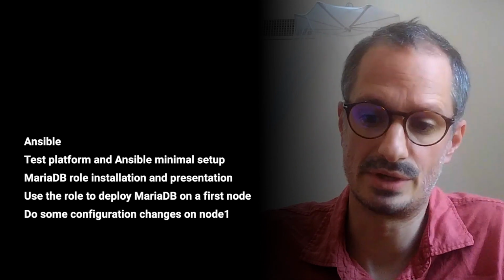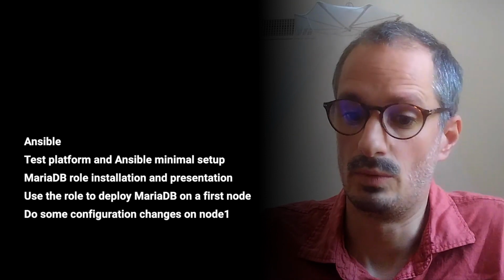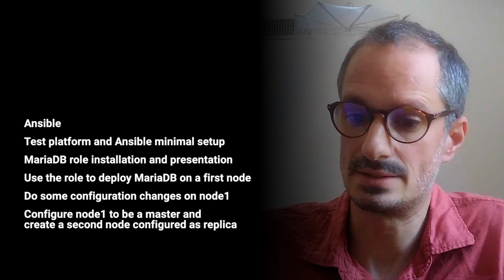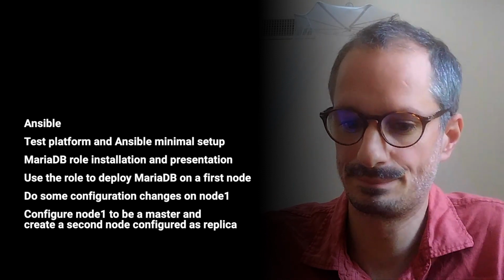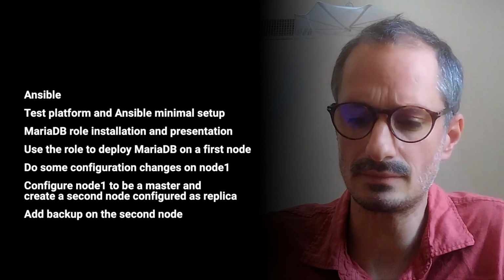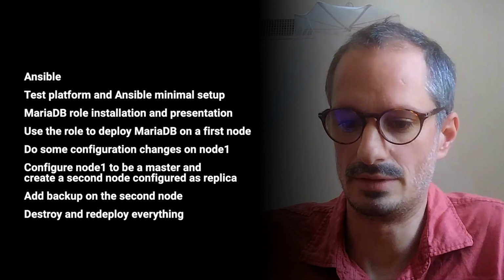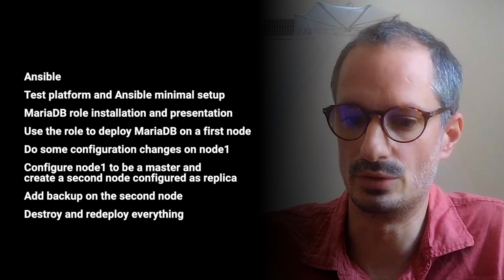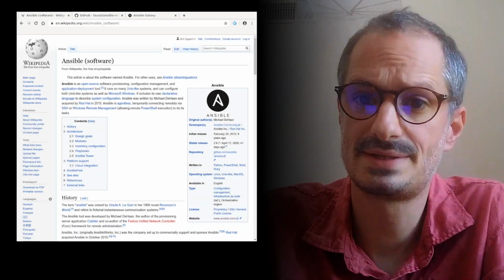We'll do some configuration changes on the node using this role. We'll configure the node as a master and create a second node, and we'll configure it as a replica. We'll finally add a backup on the second node. And at the end, we'll destroy everything and redeploy the full configuration of these two nodes. And then we'll conclude. So first, what is Ansible?